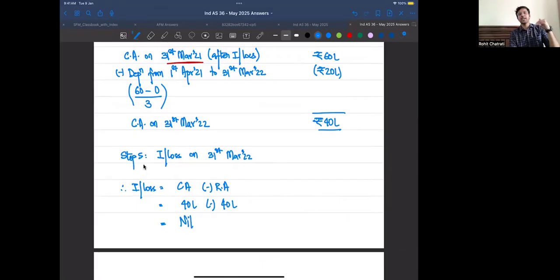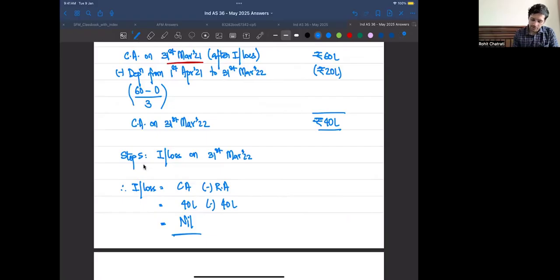to be recognized. You have an asset in the balance sheet at 40 lakh rupees. The benefit that you're expected to receive from the asset is also 40 lakh rupees, and therefore there is no impairment loss which is required to be recognized. The asset is appearing at its true worth, and hence there is no impairment loss required to be recognized on 31st of March 2022.